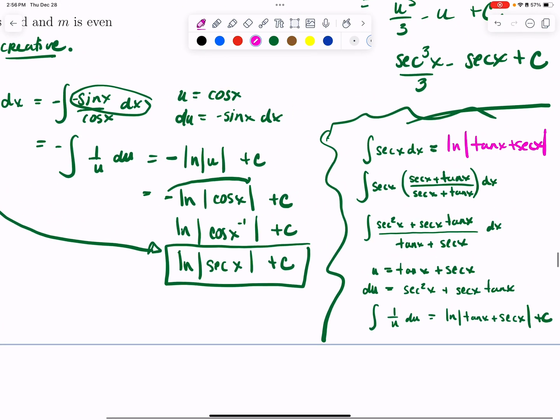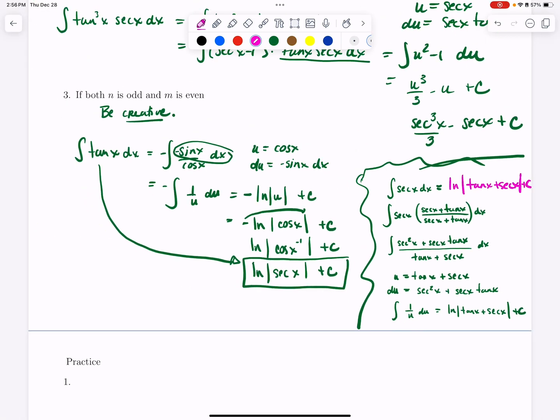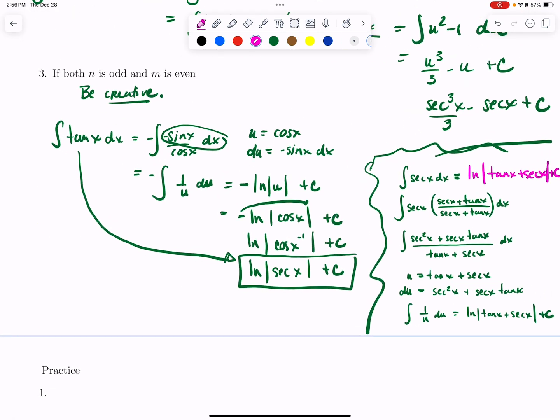That one's going to be harder for you all to derive on your own because of this creative maneuvering, whereas I do think you could recreate tangent x on your own by a simple u sub.